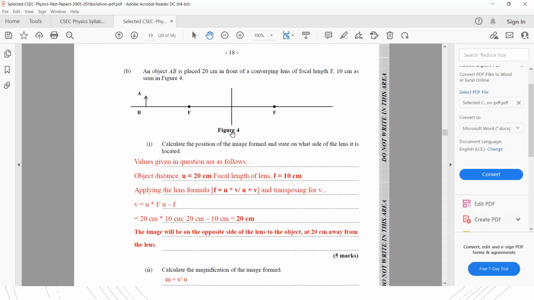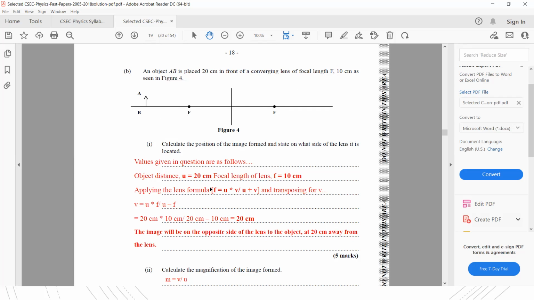All right, next question is also a lens question. So we have a figure where we see an object AB, and they say it is 20 centimeters in front of a converging lens, which has a focal length of 10 centimeters. And the principal focus is seen as a point here. This distance should be 10 centimeters on either side. Now, the object distance is twice that of the focal length.